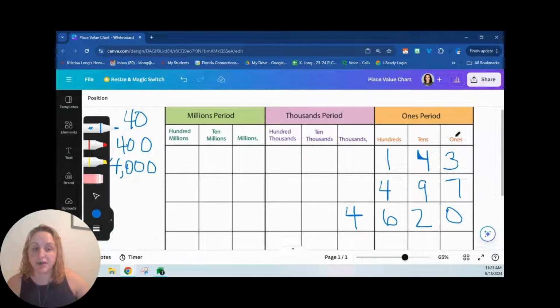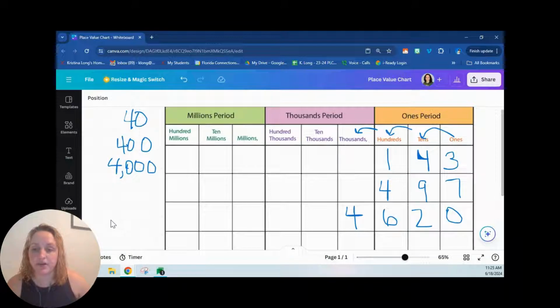And every time I go up on my place value chart, my value gets bigger, right? You guys saw that. This 4 is worth 40. This 4 is worth 400. This 4 is worth 4,000. So every time I went up, my value got bigger. Do you guys see that? The value of these numbers is bigger.